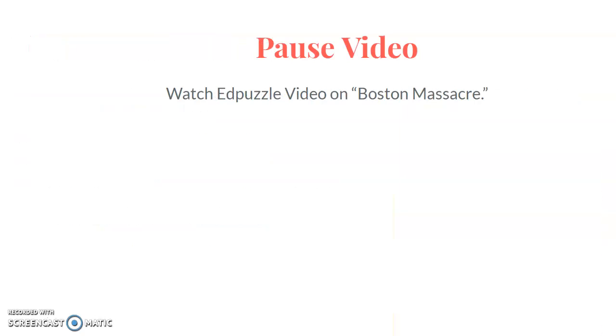Okay, so I want you to pause the video here, and you're going to watch an Edpuzzle video on the Boston Massacre. Remember, the colonists are angry, and when there's enough people angry, violence tends to break out, and the Boston Massacre is going to be an example of this.